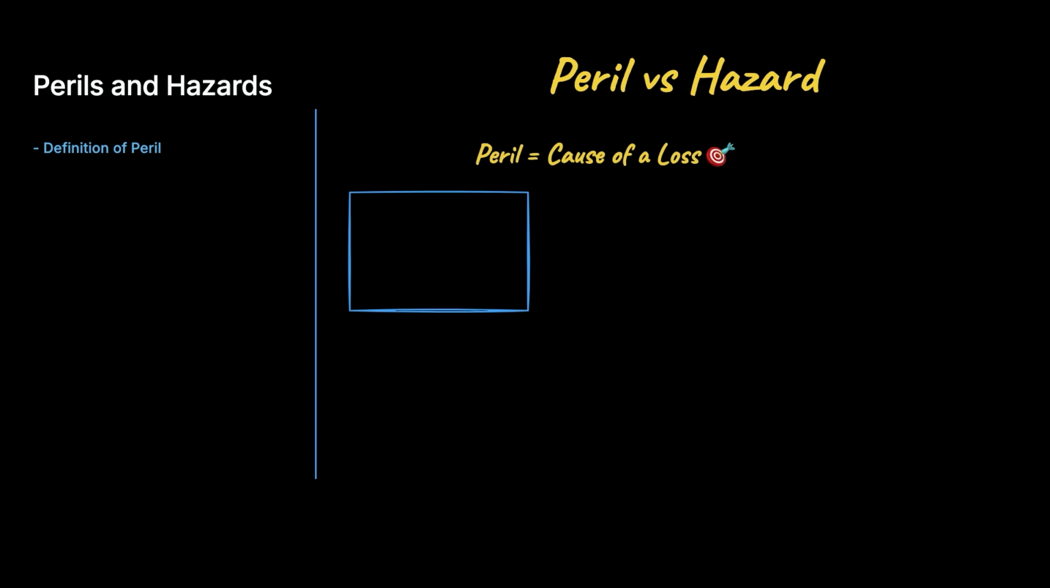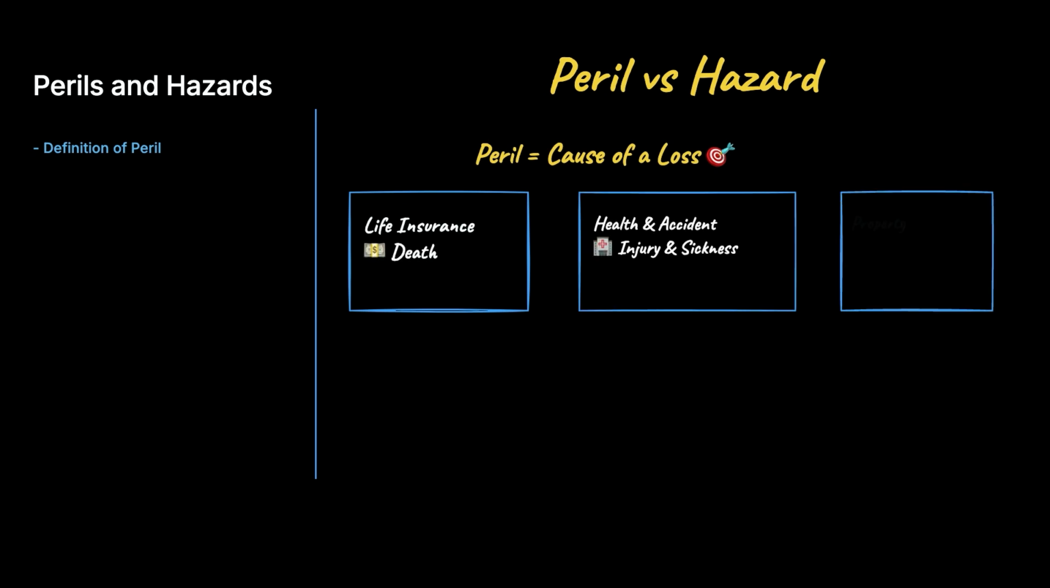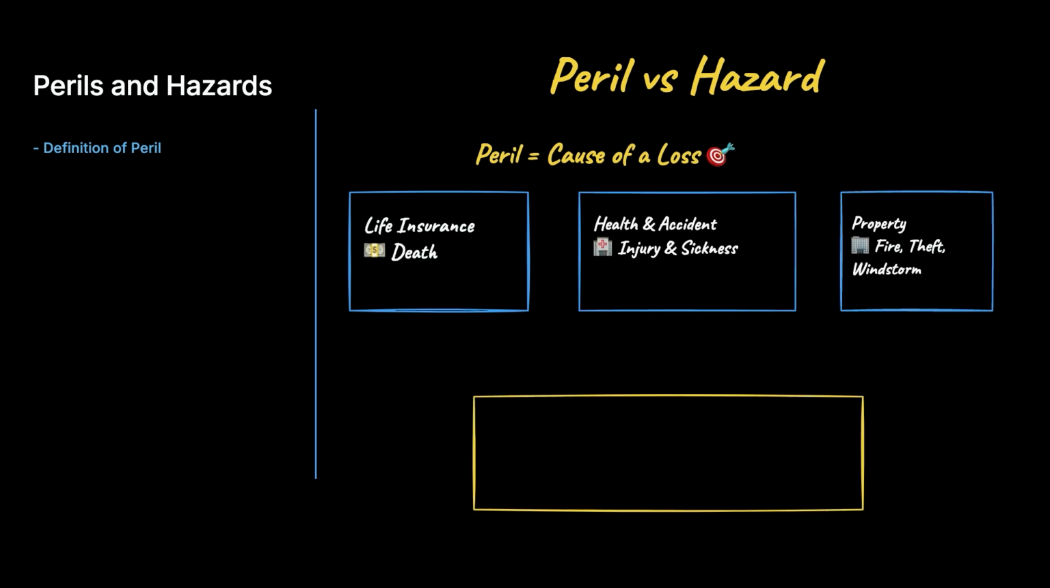Next up are two words students constantly confuse: peril and hazard. Let's separate them cleanly. A peril is simply the cause of a loss. Ask yourself, what actually caused the damage? In life insurance, the peril is death. In health and accident coverage, the perils are injury and sickness. For property, perils include fire, theft, and windstorm.